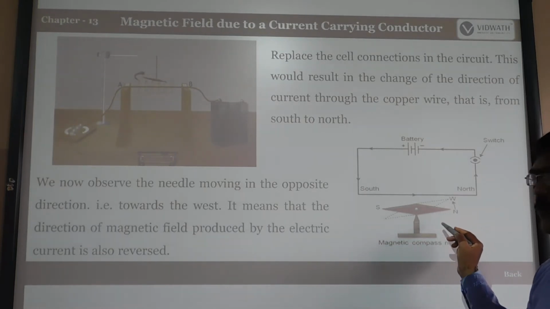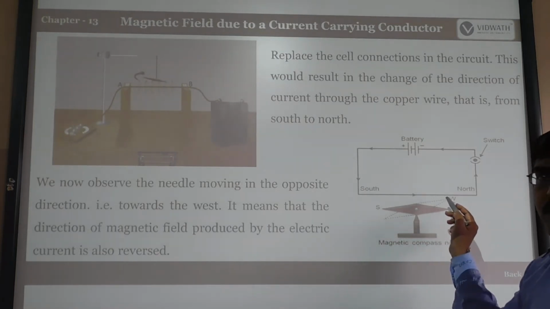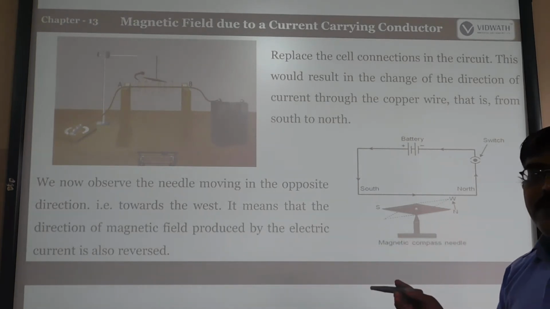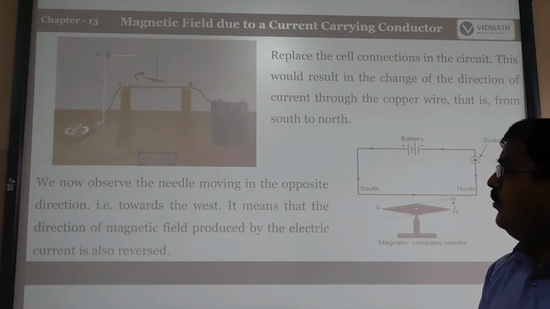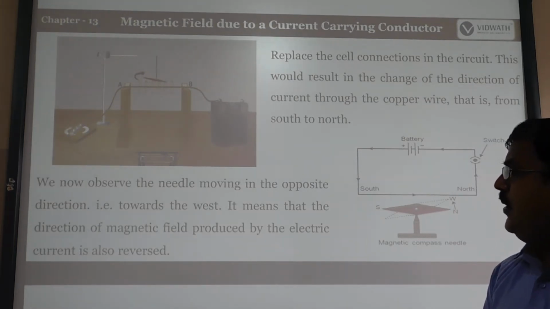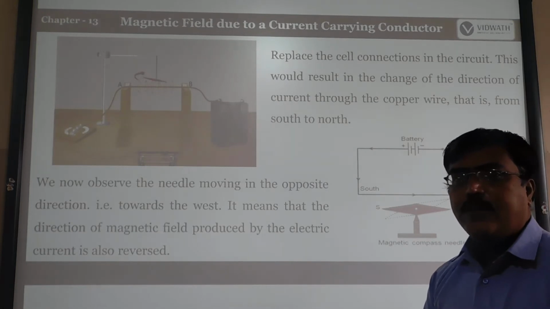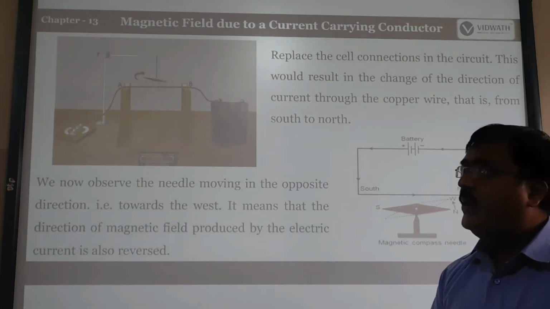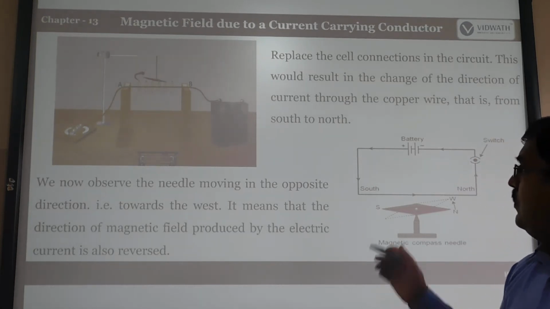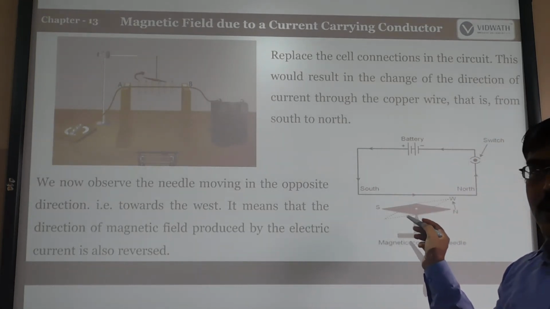First it moved to the east direction, then when we reverse, it moves to the west. There are slight differences in the west direction also. We now observe the needle moving in the opposite direction, towards the west. It means the direction of the magnetic field produced by the electric current is also reversed. So when current is passed through any conductor, slight differences can be seen, and that is how you can prove it.